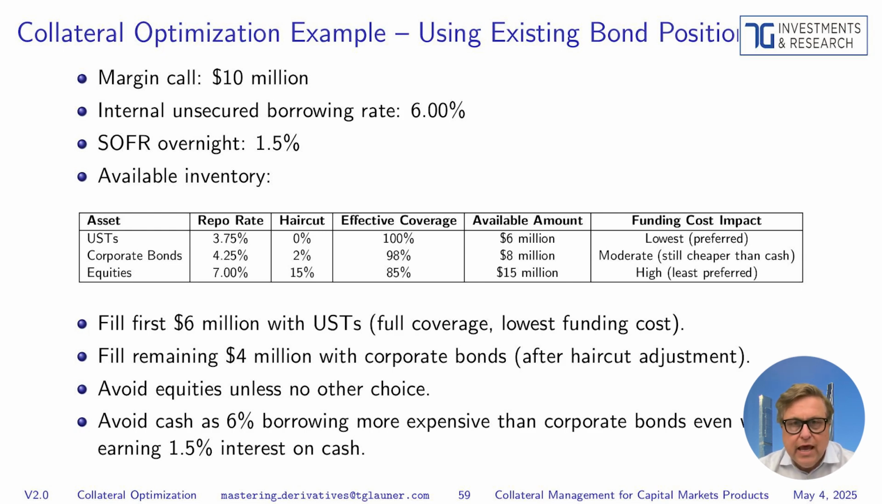Equities are avoided because their repo rate is high at 7%, and their 15% haircut would require us to overpost significantly. Finally, we avoid posting cash because although SOFR pays 1.5%, the 6% unsecured borrowing cost makes it inefficient compared to using securities. You can imagine that with multiple margin calls from different counterparties and different currencies, this becomes quickly a complex optimization challenge with constraints.